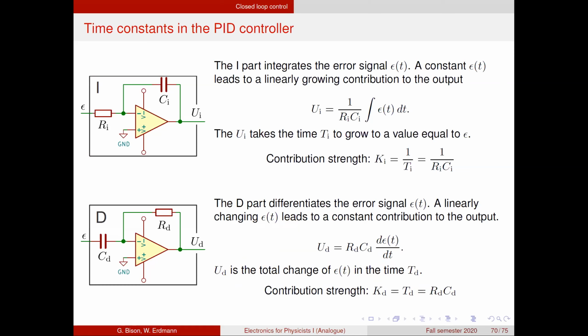But this does not mean, I mean, if this is 10 hours, and we have a signal that changes with a millivolt per minute or so, then it doesn't mean that we have to wait 10 hours. We get this output already directly after the first second, as soon as this has settled. It just says that the voltage we get is equal to our slope times 10 hours. So the larger this time is, the larger is the voltage, the larger is the strength of the D part.